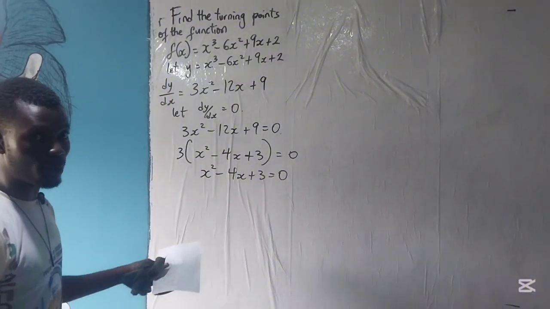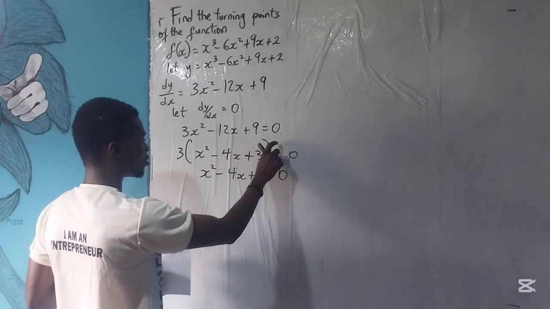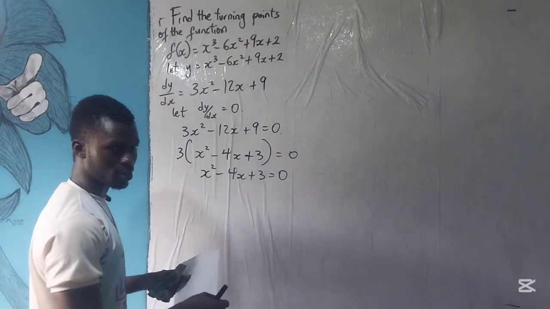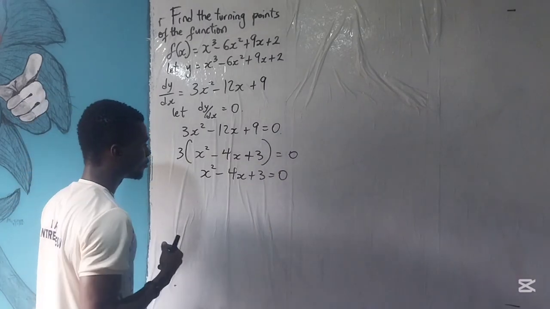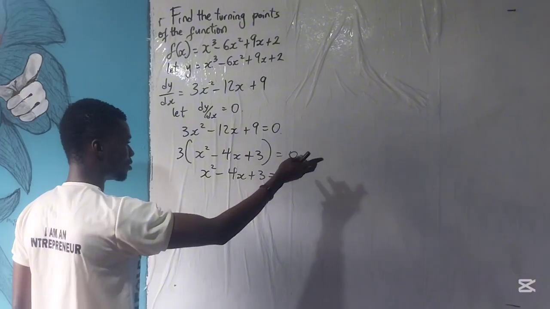Now, mind you, this is only applicable when it is equal to 0. If it's not equal to 0, you may not be able to do that. But when it's equal to 0, we can factorize out the 3. Then 3 cancels 3, like 0 divided by 3 is 0.